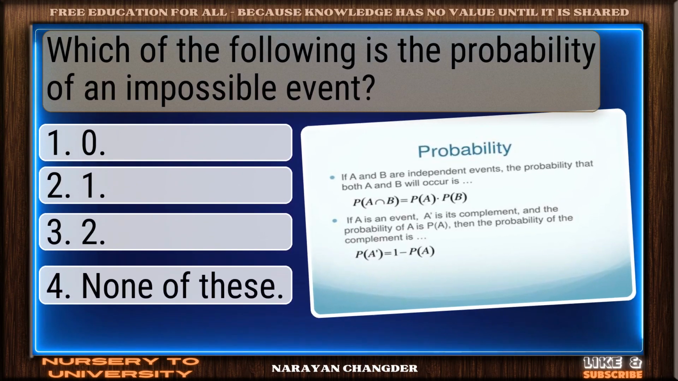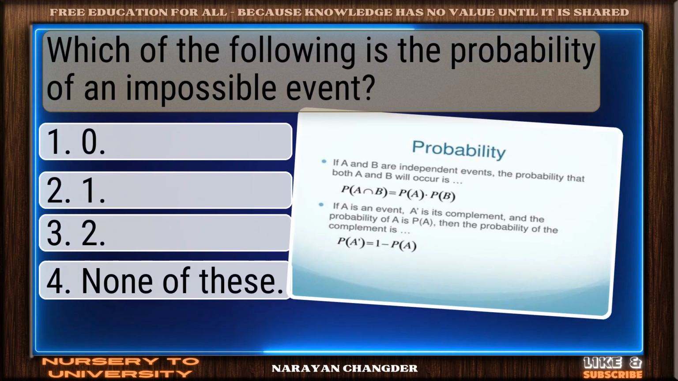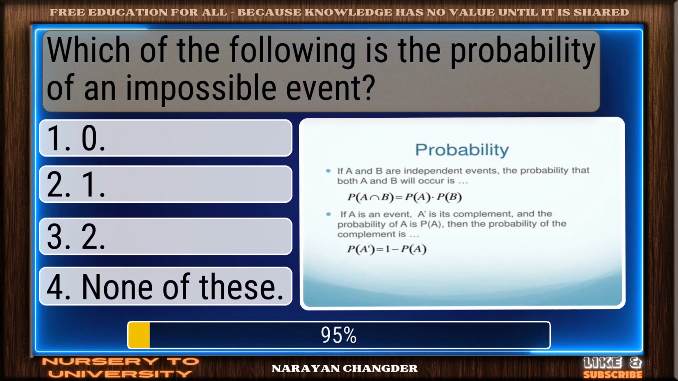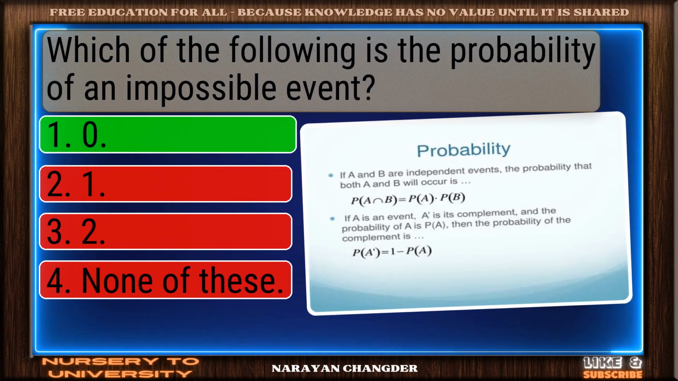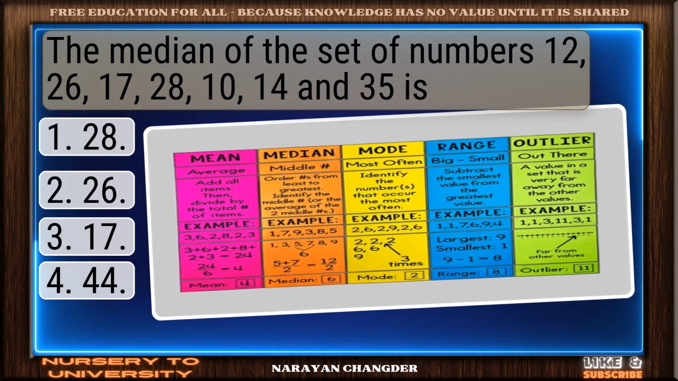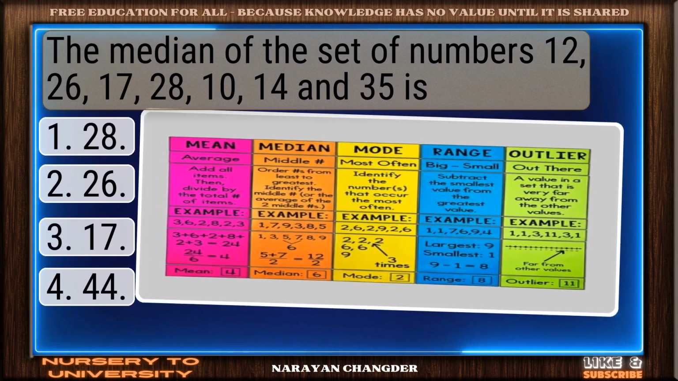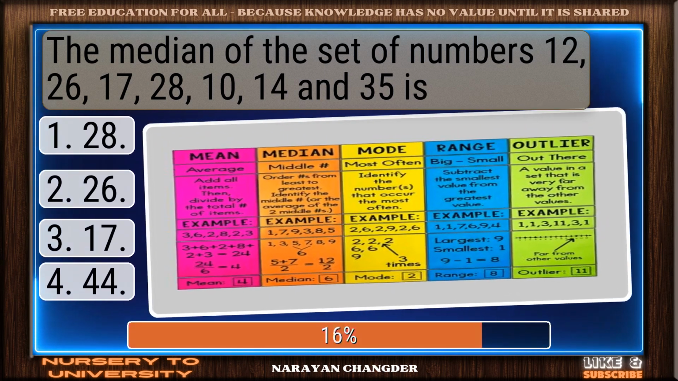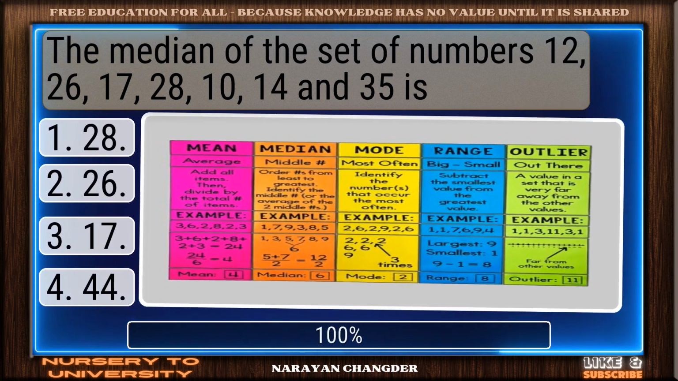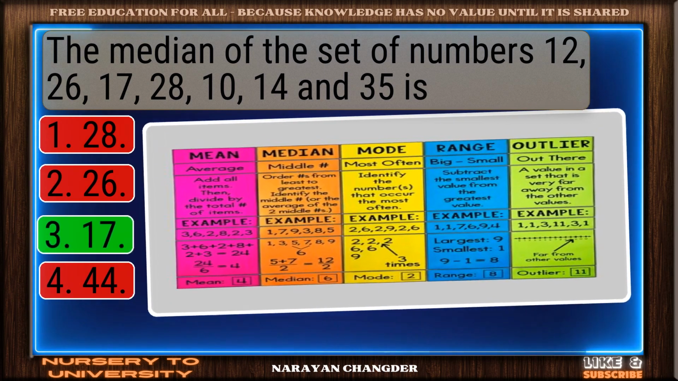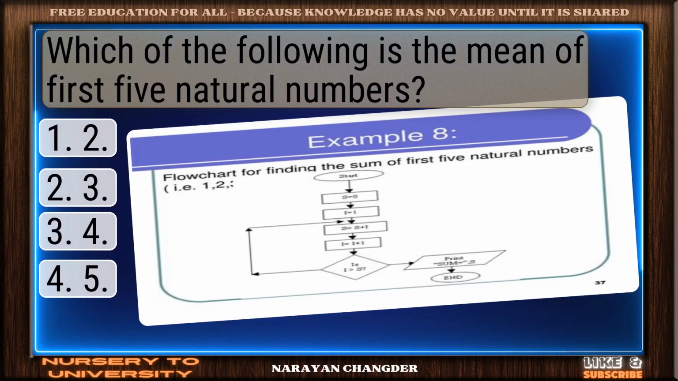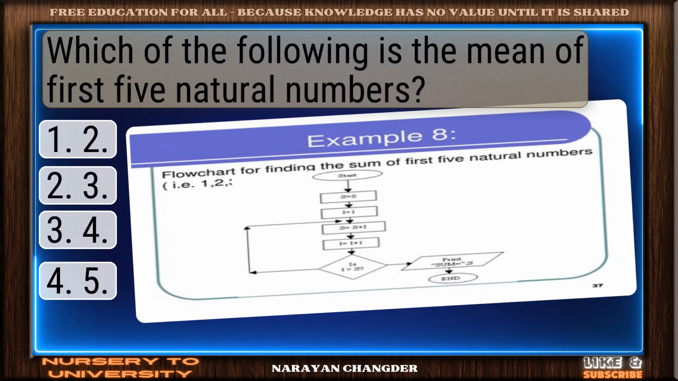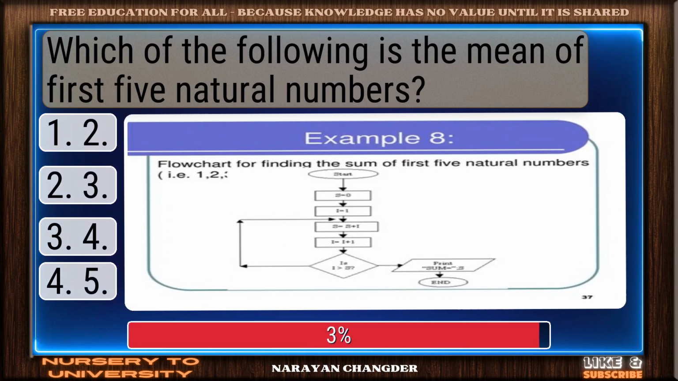Question number 92. Which of the following is the probability of an impossible event? Perfect. Zero is the correct choice. Question number 93. The median of the set of numbers 12, 26, 17, 28, 10, 14, and 35 is... Valid point. 17 is true. Question number 94. Which of the following is the mean of first 5 natural numbers?